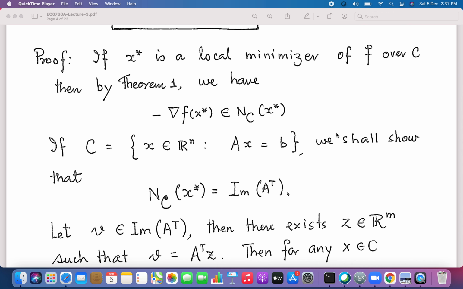So if x star is a local minimizer of f over C, we will have minus grad f x star is an element of N_C(x star). So what I'll do is prove that N_C(x star) in this particular case is actually a subspace, which is the image of A transpose. That's interesting because it's a cone, and when will a cone become a subspace? It's pretty interesting. So we will simply show that N_C(x star) is the image of A transpose. So the cone now is not just a cone, not just a set, but a subspace. A subspace is also a cone. So that's pretty interesting.